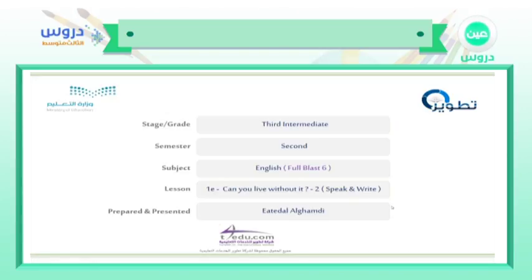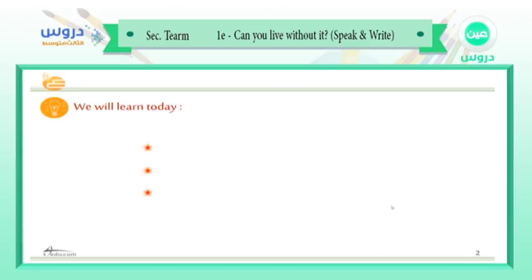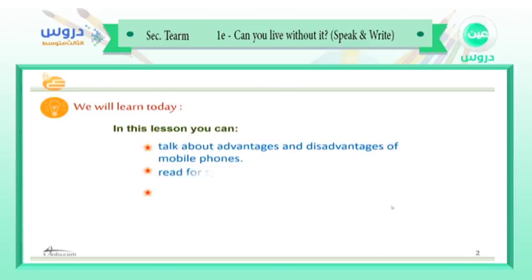This class is the third intermediate, the second semester. The subject is English, Class 6. The lesson is 1E, Can You Live Without It? It is dealing with the second part of the lesson, Speak and Write. The lesson was prepared and will be presented by Mrs. Al-Amoudi. Now, today's objectives are to talk about the advantages and disadvantages of mobile phones.